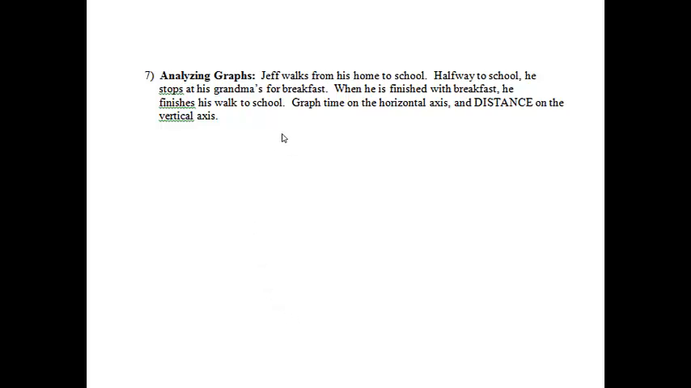Okay, 7. Analyzing graphs. Jeff walks from his home to school. Halfway to school, he stops at his grandma's for breakfast. When he is finished with breakfast, he finishes his walk to school. Graph time on the horizontal axis and distance on the vertical axis. So we want to be very careful on this one that we calculate distance. So we're going to do time on the horizontal axis, and we're going to put distance on the vertical axis.